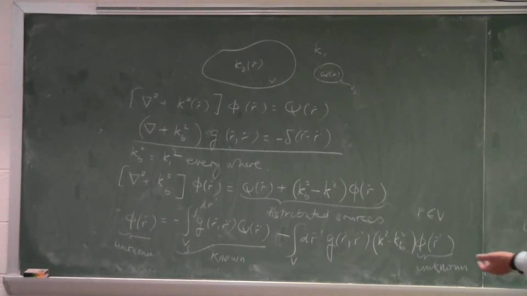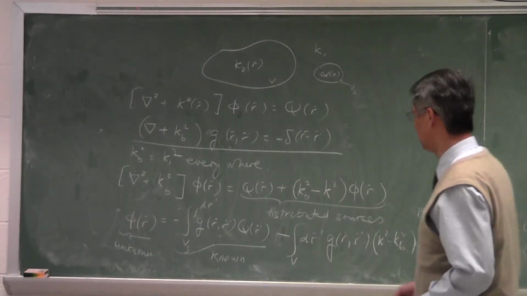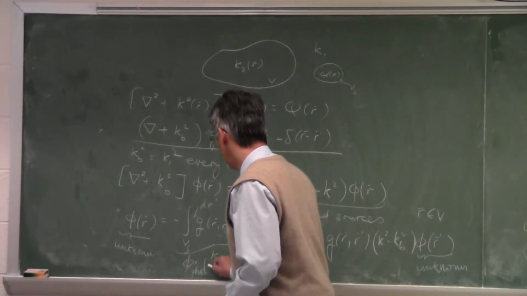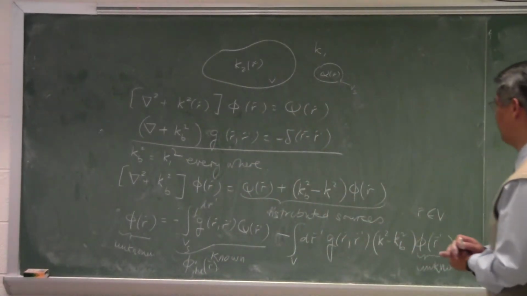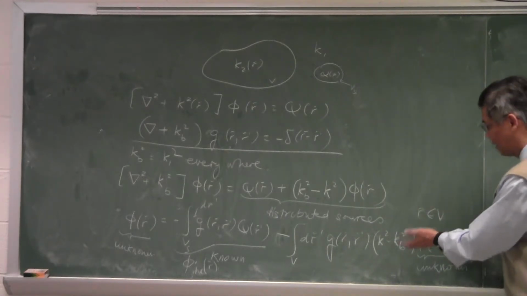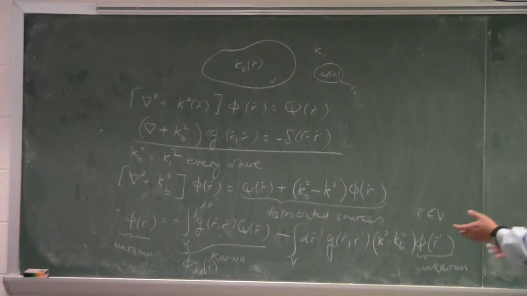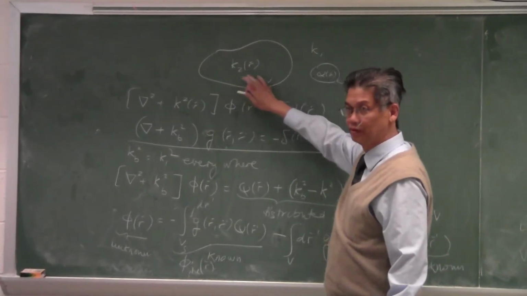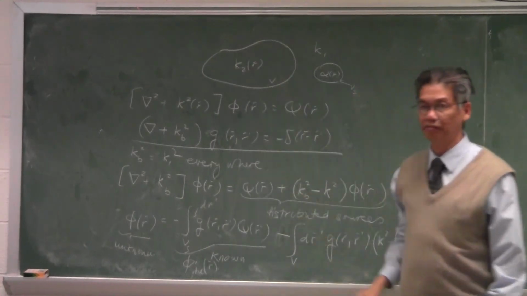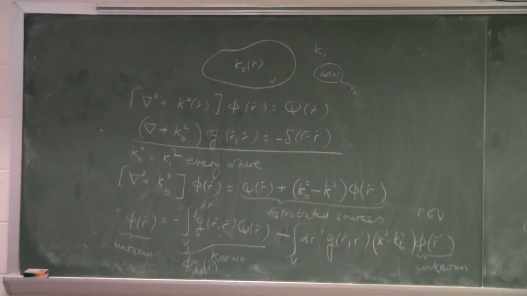So I can think of this as just the incident field. This is the incident field that is there before I have the scatterer. And this is a scattered field due to the presence of the scatterer. I can think of this as a scattered field if I want to. And the scattered field is due to induced sources. These are induced sources created in the volume.